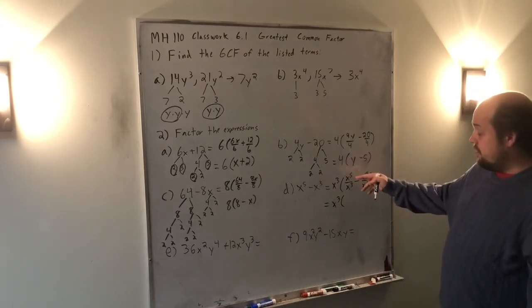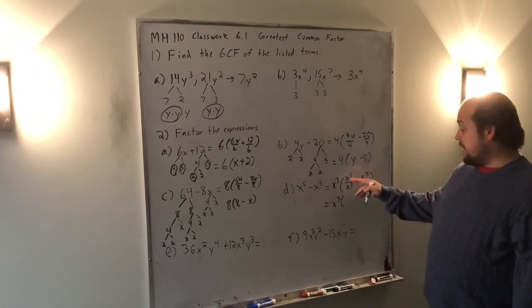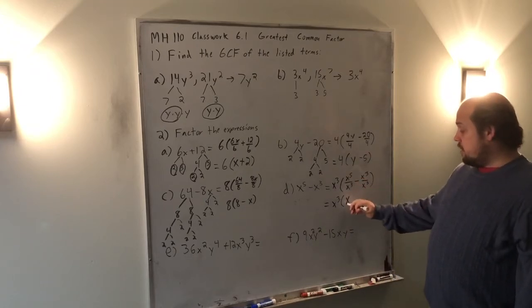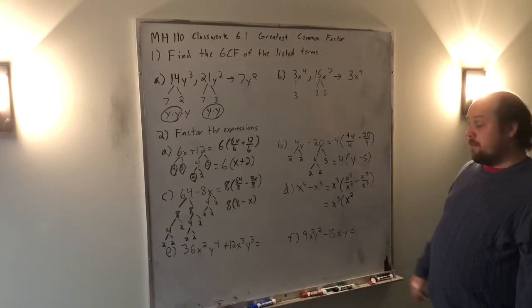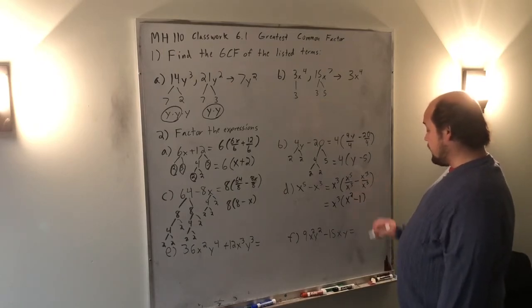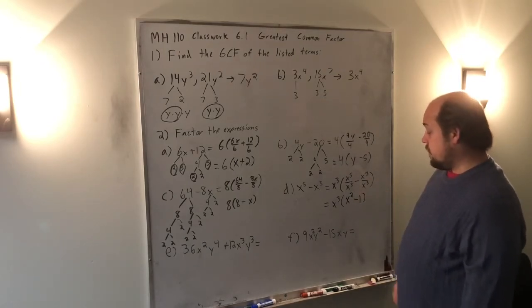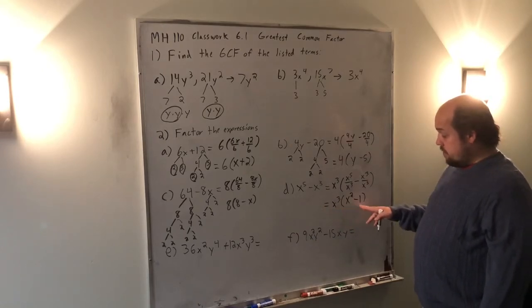This x to the fifth over x to the third by our exponent rules becomes x to the 5 minus 3. That's why it just becomes x squared. X to the third divided by x to the third is just 1. So here I get x squared minus 1. Final answer, x to the third, parentheses, x squared minus 1.